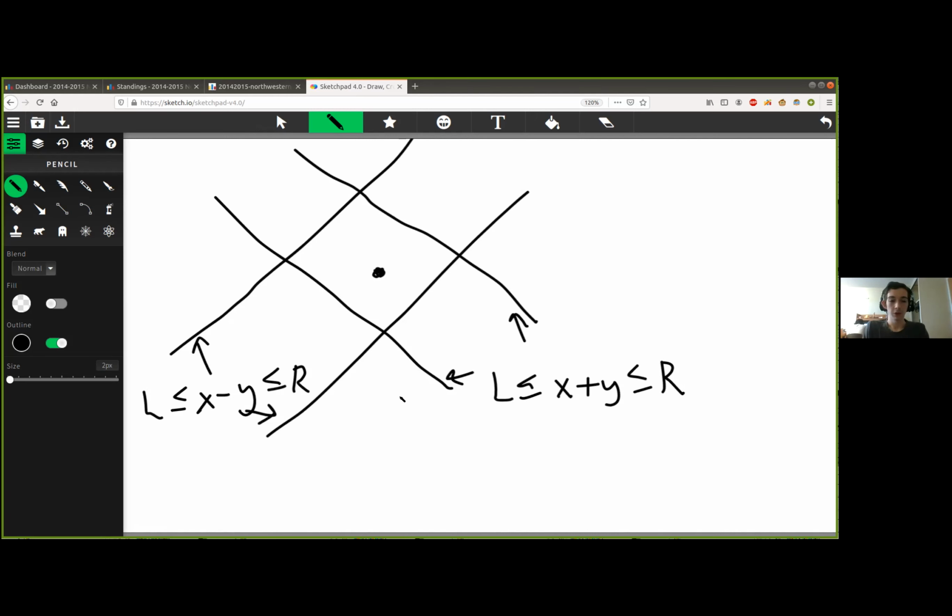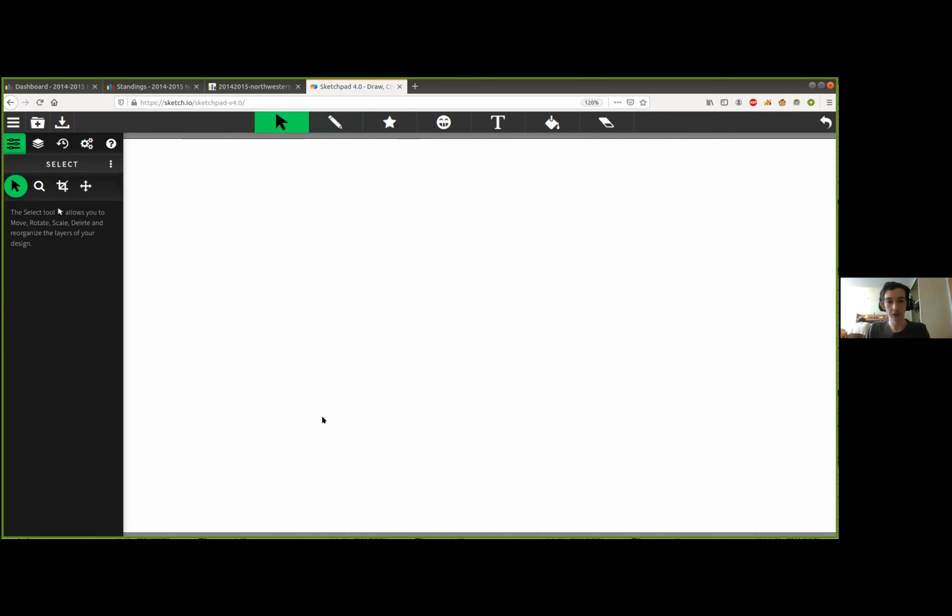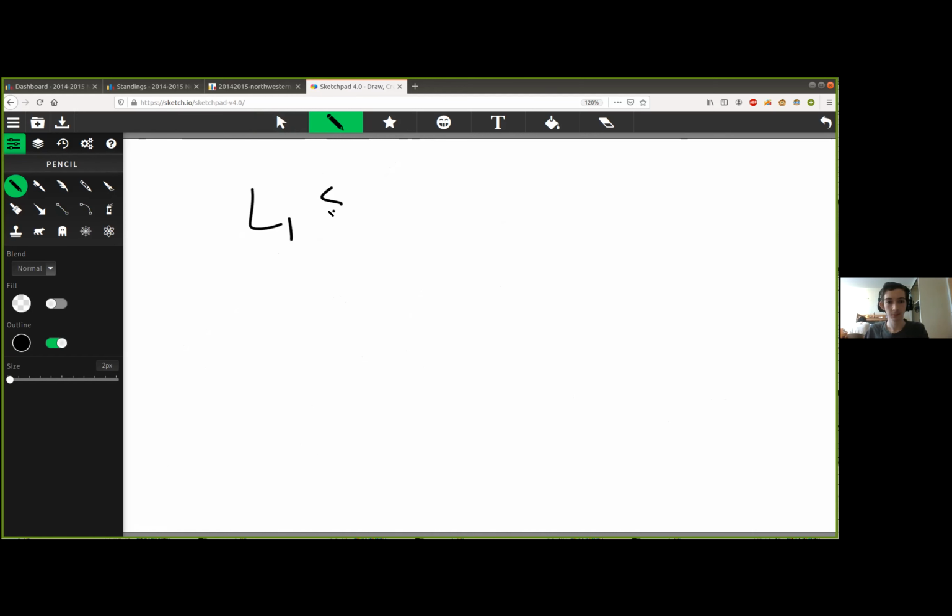So if we consider x minus y and x plus y separately, then among all the points, we have a bunch of intervals here, and we have a bunch of intervals here. And then to take an intersection of intervals, we take the maximum L and the minimum R. So in the end, the intersection is like we have these conditions.